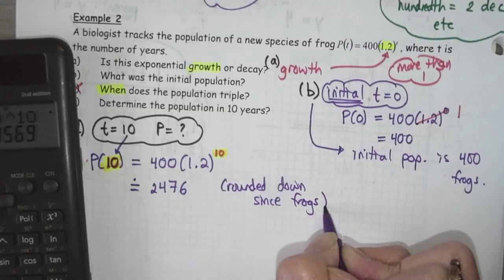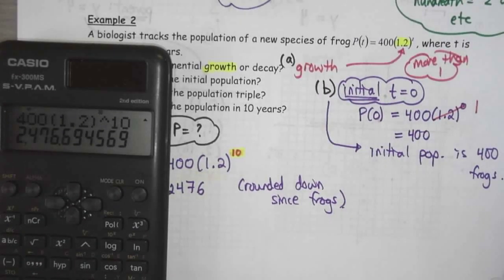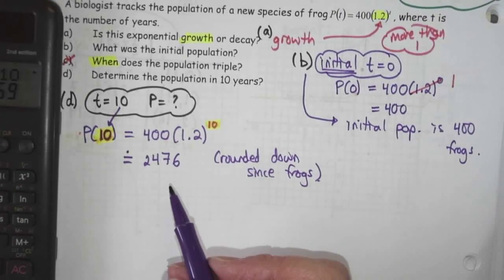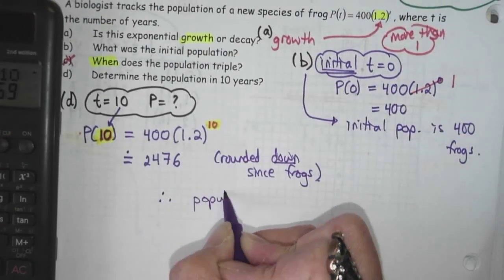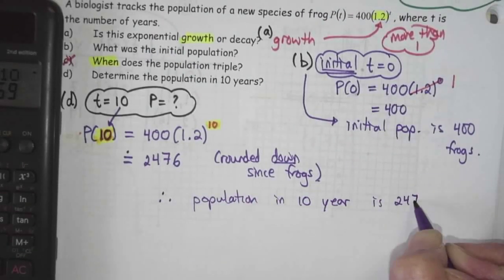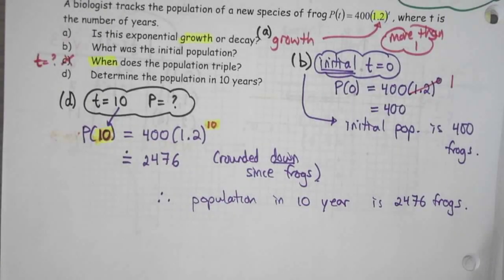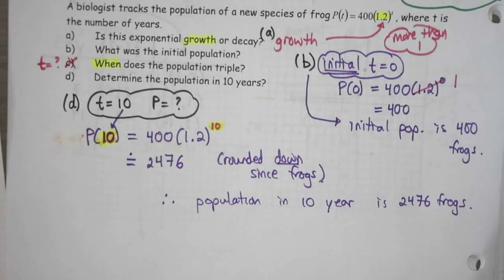Since frogs. Technically we should be rounding up. I don't know what the book does, but I don't feel good. How do you round up when it's a frog? It's a 0.7. So you can say, I did round down, and I would accept that, it makes sense. Then do a sentence: the population in 10 years is 2476 frogs. It's kind of weird. You can let me know what the book does in situations like this, but I can't round up. It doesn't make sense to me. So I would just say, I know it's right, and do a little explanation, and that covers it. I think numerically you should round up 0.7, but nah.